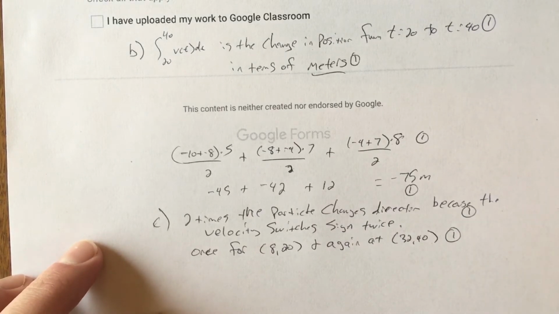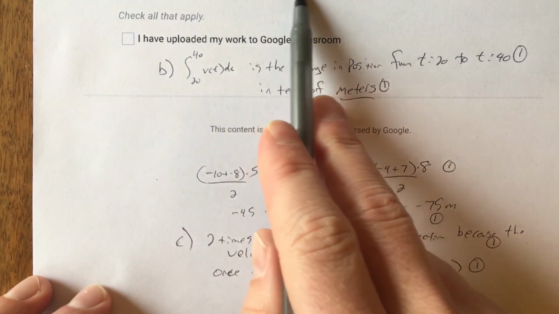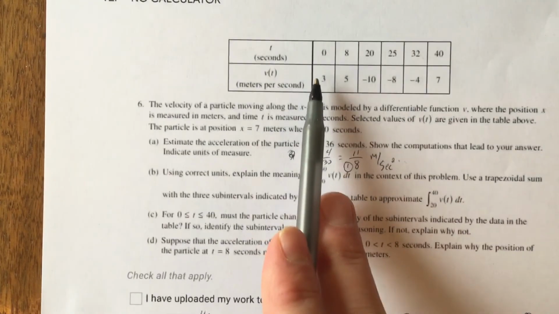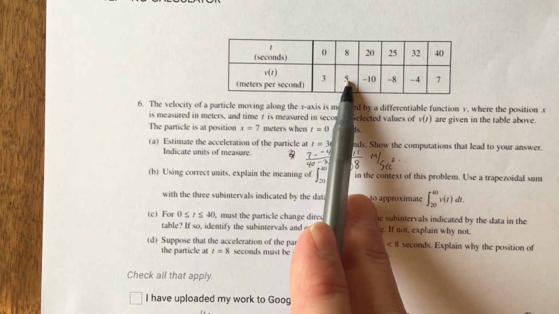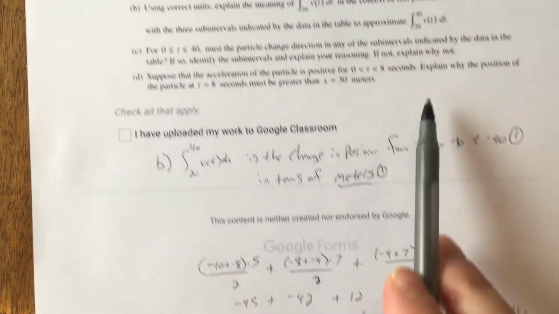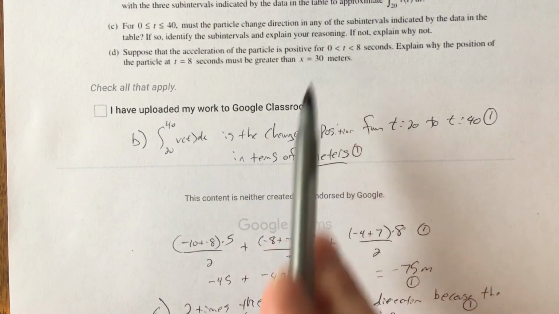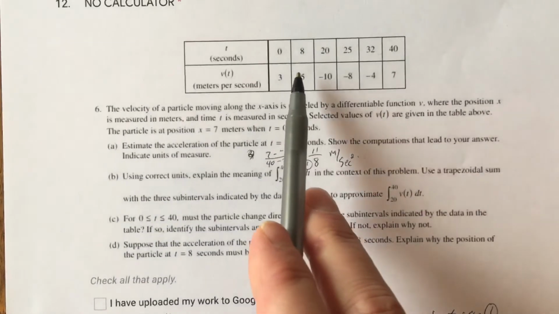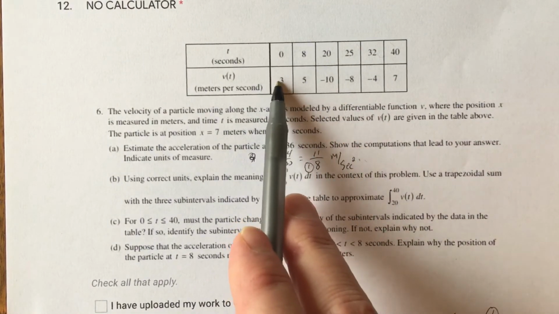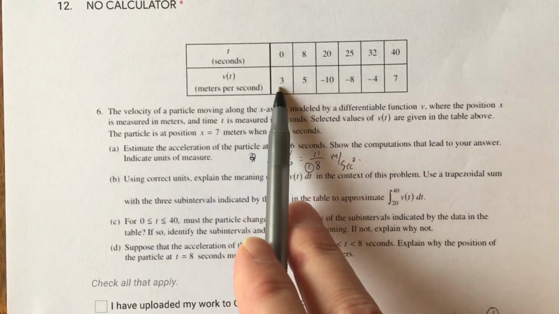All right, then our last question says, suppose that the acceleration of the particle is positive from 0 to 8. So that means our velocity is always increasing. It starts at 3, it always increases up to 5. It never goes above 5, doesn't go below 3. Why then must the position of the particle at 8 seconds be greater than 30? Okay, so one way to argue this is the minimum value from 0 to 8 would be 3. The acceleration is positive, that means the velocity is always increasing, so our lowest value would be 3.